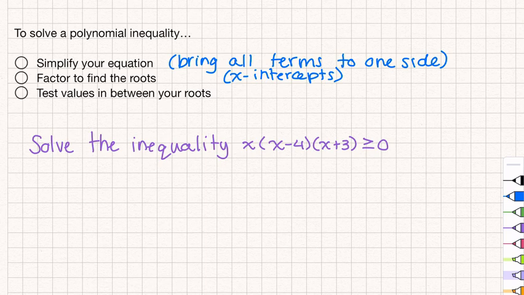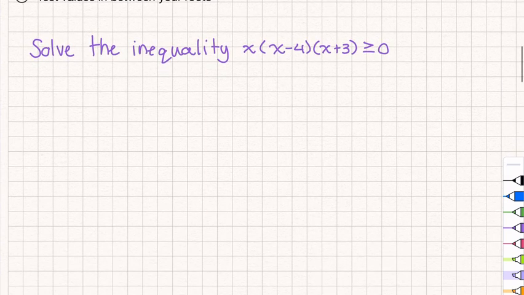So as you can see, we are given the inequality x multiplied by x minus 4 multiplied by x plus 3 is greater than or equal to 0. So we want to know when this is true. This is already factored for us, as you can see. So we're going to decide what our roots are. Because it's already factored, we can see that the roots are when x is equal to 0, when x is equal to 4, and when x is equal to negative 3.